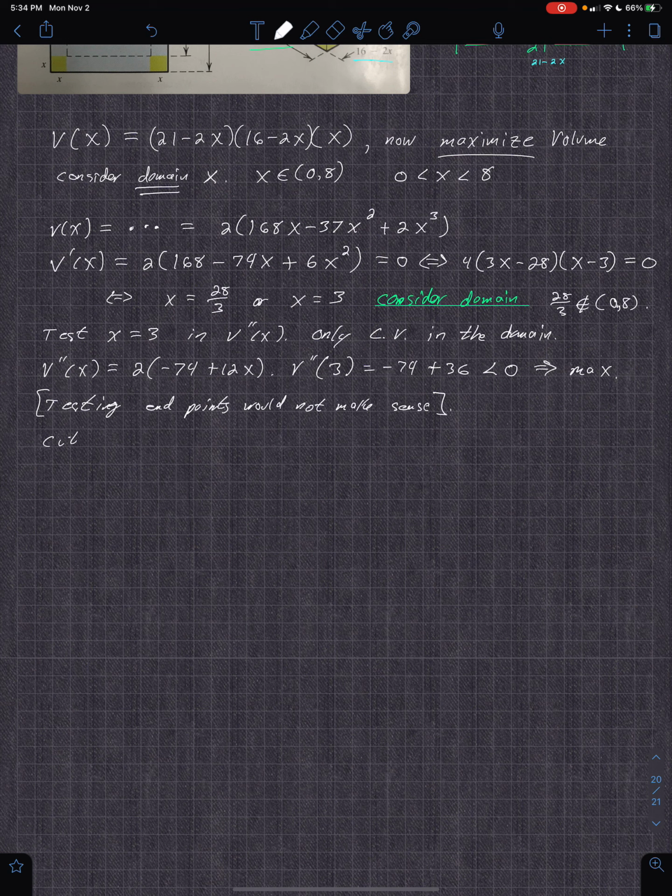So you say cut a 3 by 3 inch piece from each corner. That's all you'd have to say, but I'm going to write it out to maximize volume.